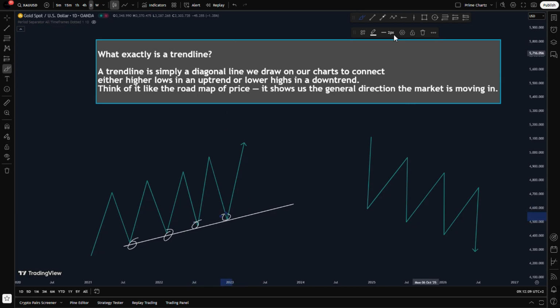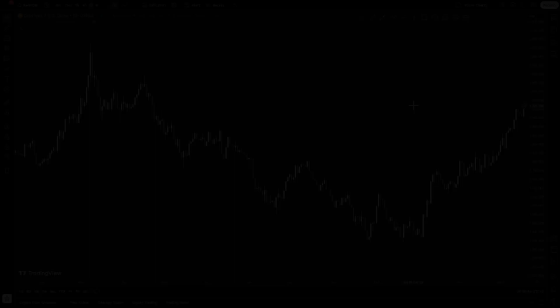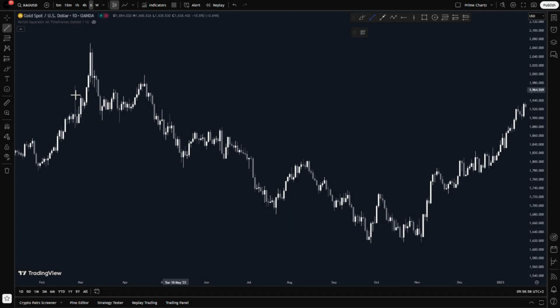In a downtrend, we do the opposite. We connect the lower highs to guide us through the bearish movement. It's like drawing the support or resistance line, but at an angle. And when used right, it can literally tell you when to enter, when to wait, and when to get the heck out. All right, now that we know how to spot an uptrend and a downtrend, let's bring it to life with a real chart example.